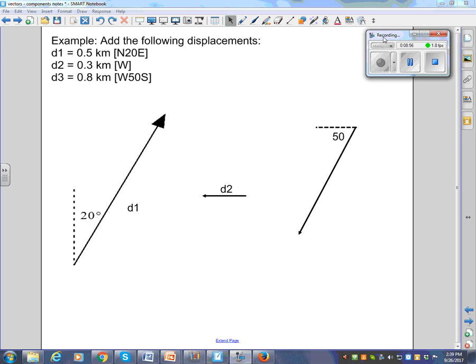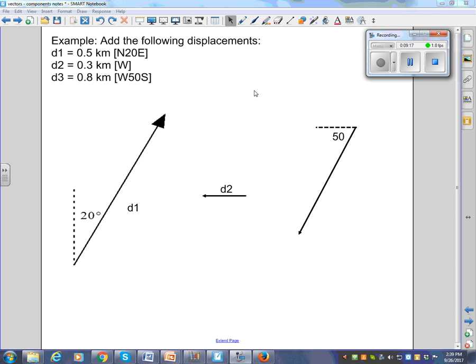Okay, so what are the steps? The first thing we did was find the x's and the y's. Would it be okay if we found the x and the y's of D1, then the x and the y's of D2, and then the x and the y's of D3? Would that be okay? I don't have to do it all x's first, right? No. Okay. So, D1 is 0.5 kilometers north, 20 east.